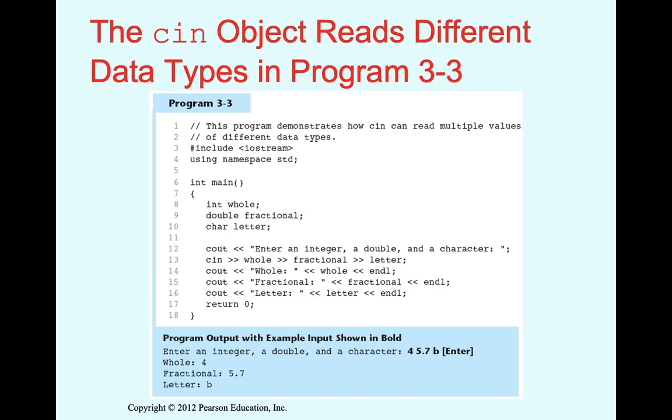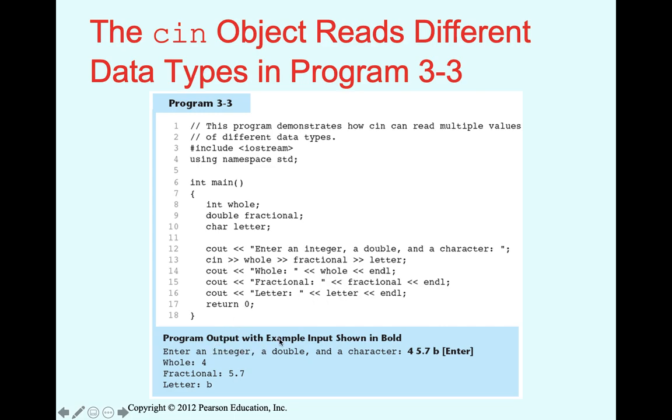Another example, we define three variables. First variable of type int, second variable of type double, third variable of type character. So we ask the user to enter an integer and a double and a character, and we read the three variables. We read all, fractional, and letter, and we store them. We print the all and fraction and letter.